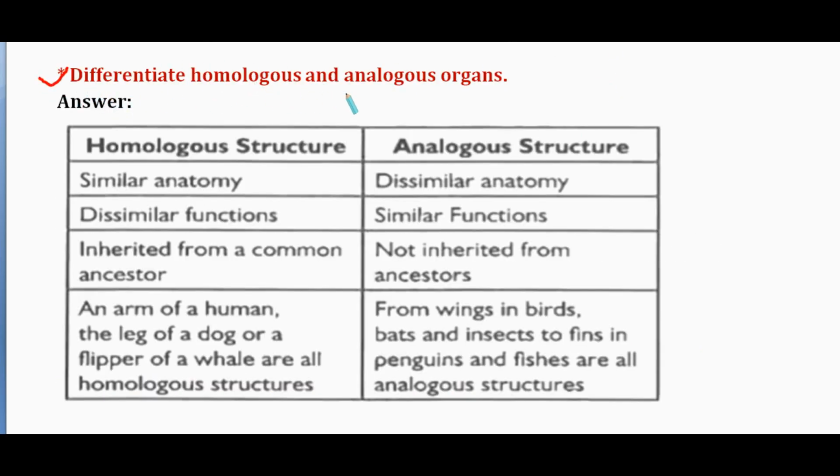The next question: differentiate homologous and analogous organs. Homologous structures are similar in anatomy but dissimilar in function, and analogous structures are dissimilar in anatomy but similar in function. Homologous structures are inherited from a common ancestor; analogous structures are not inherited from ancestors. The arm of a human, the leg of a dog, and the flipper of a whale are all homologous structures. The wings in birds, bats, and insects, and the fins in penguins and fishes are all analogous structures.